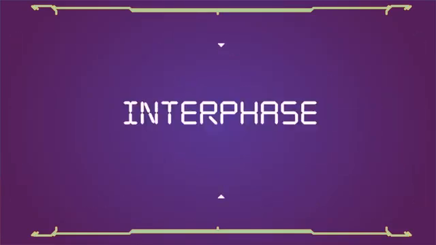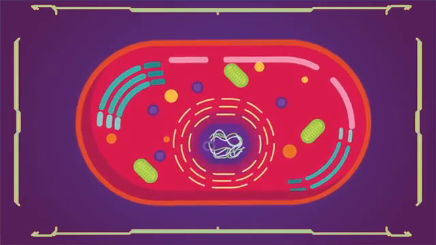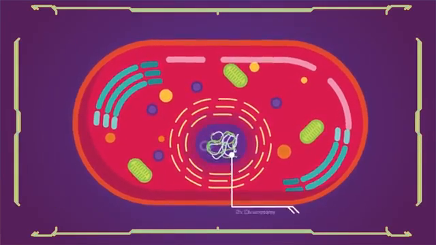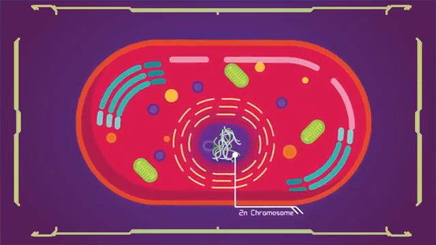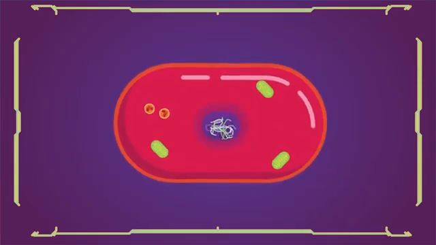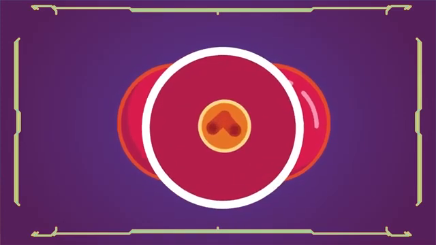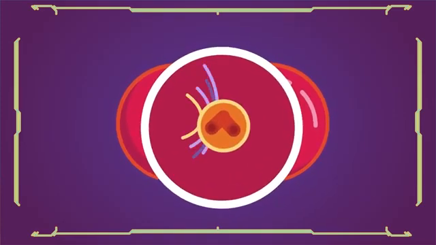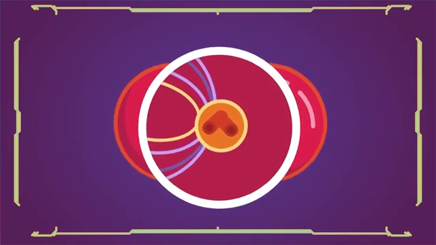First at interphase. In interphase, DNA is copied, resulting in two identical full sets of chromosomes to prepare for division. Outside of the nucleus are two centrosomes, each containing a pair of centrioles. These structures are critical for the process of cell division.